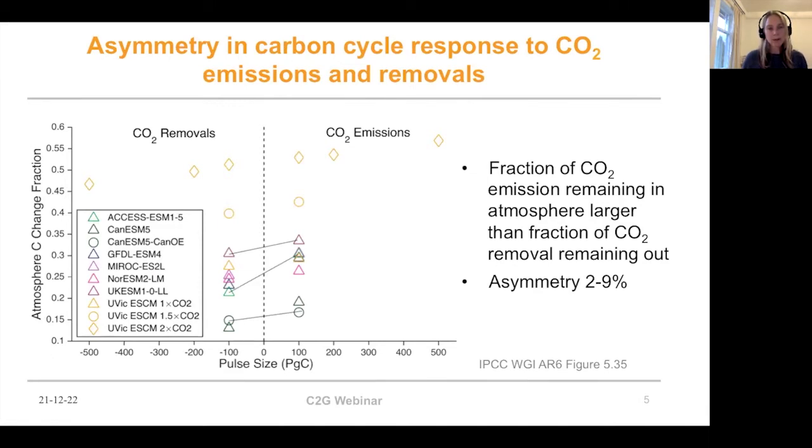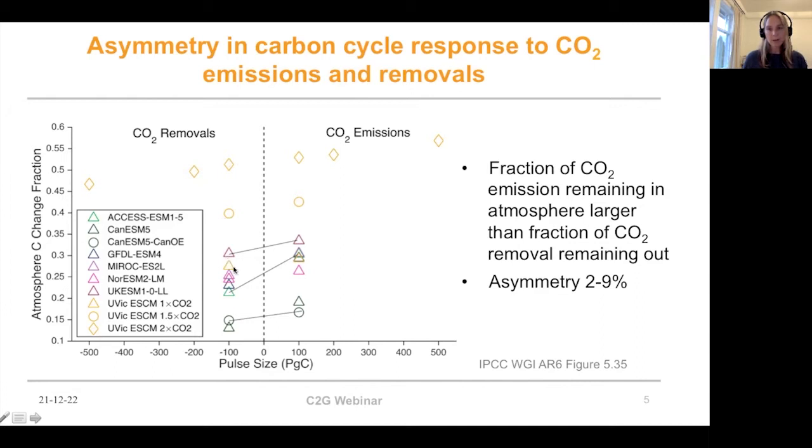The report also addresses the asymmetry in the carbon cycle response to CO2 emissions and removals. So this figure here shows the fraction of carbon dioxide emissions that remain in the atmosphere after an emission. So this is shown here to the left of this graph. And here to the right, it shows the fraction of CO2 removals that remain out of the atmosphere after a removal. And these different symbols, they indicate a range of Earth system models.